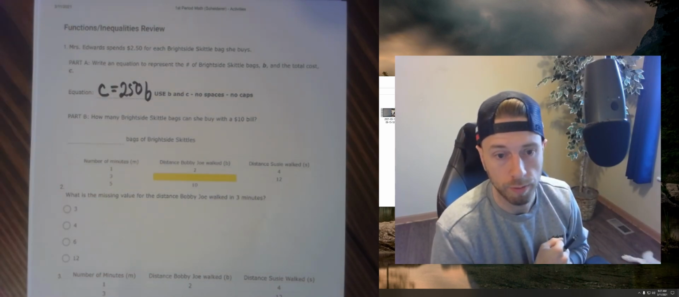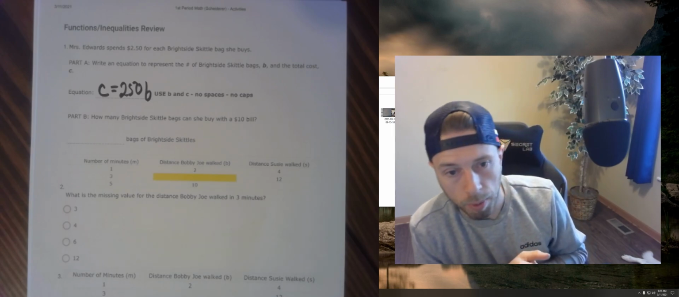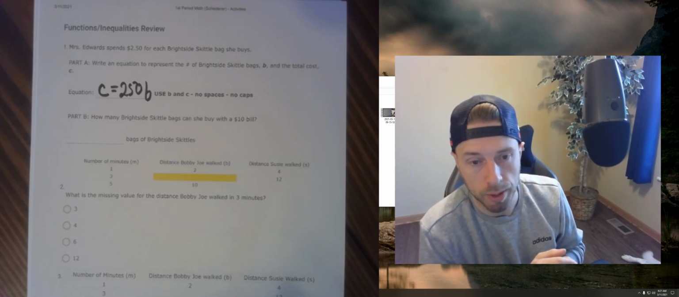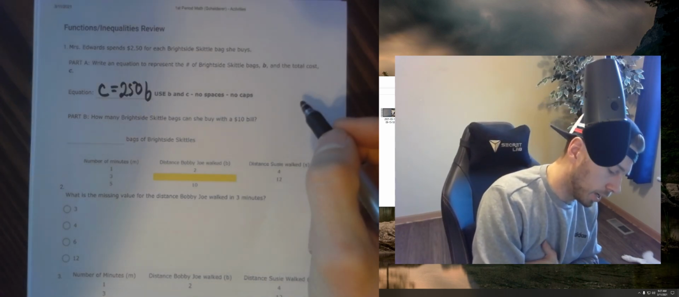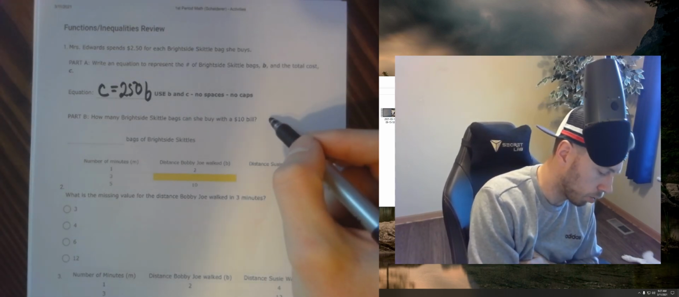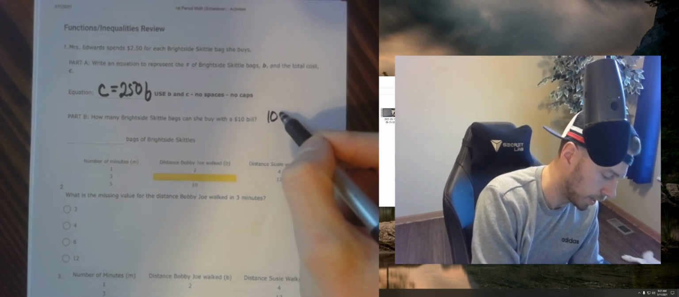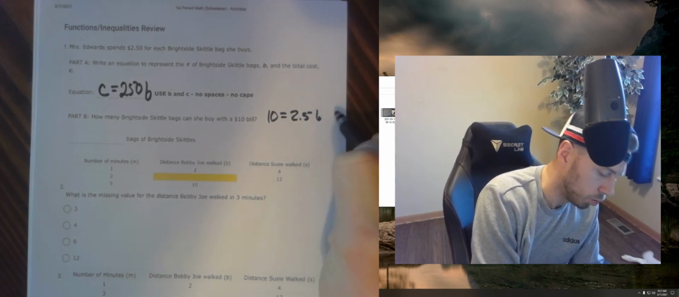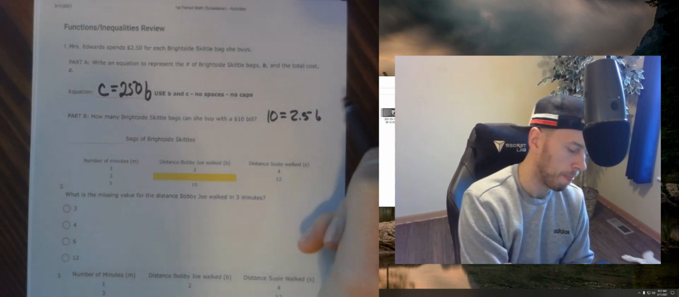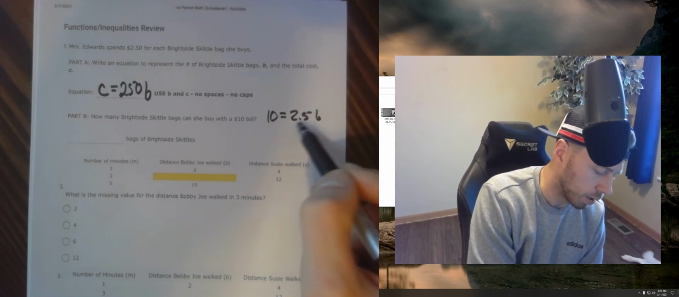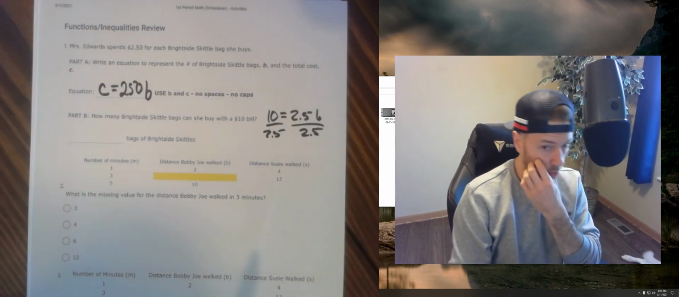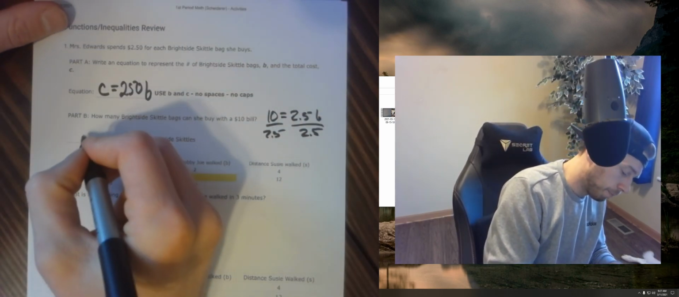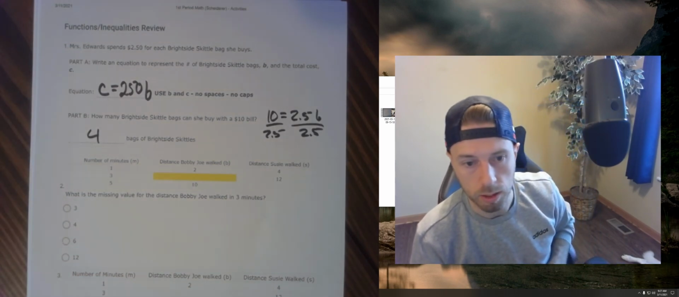So C equals 2.50B. How many Brightside Skittle bags can she buy with a $10 bill? So the idea here would be that the total cost would go in. We put 10 here equals 2.5B. And then you can just isolate your variable, divide by 2.5, and you find out that she can buy 4 bags of Brightside Skittles.